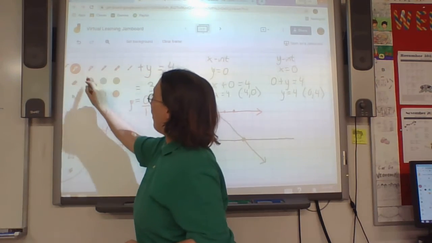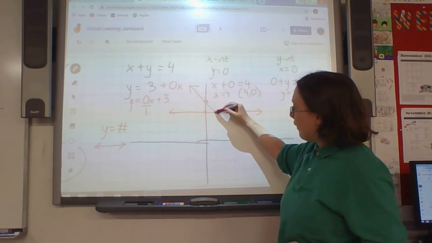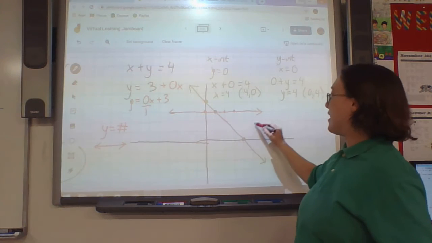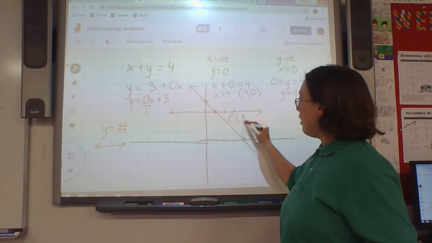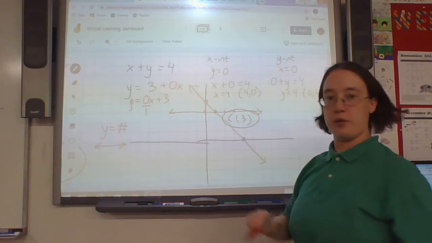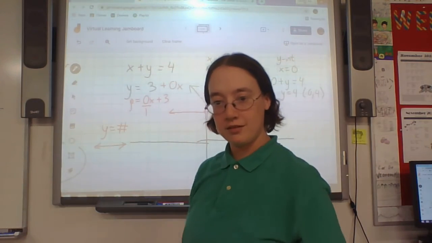And again, we're looking for where our lines are crossing. And these are crossing at 1, 3. So again, we're looking for that point there. We're looking for the point where our lines cross.